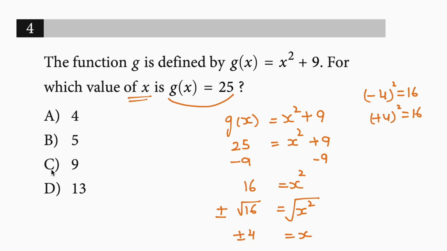Now if we go to the options, only plus 4 is there. That is one of the options, so A is the right option. If the question were negative 4, then that would be the right option, but we have positive 4. So plus 4 and negative 4 both are correct, so we have to see the options to know what is asked here.